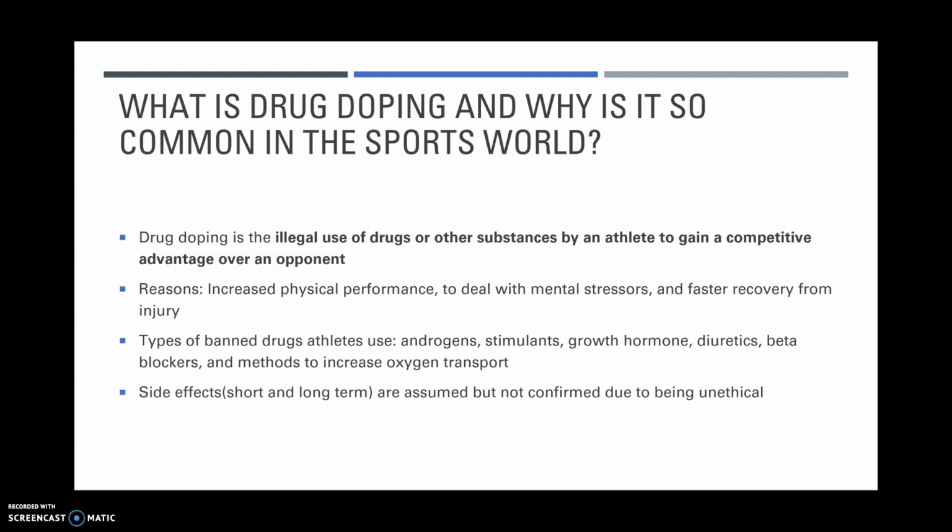So first and foremost, what is drug doping and why is it so popular in the sports world? The definition of drug doping is an athlete's use of illegal drugs or substances to enhance physical performance in order to gain competitive advantage over an opponent. There are many reasons an athlete would use illegal substances, and they vary from sport to sport, but the three common reasons include an increased physical performance, help dealing with mental stressors, and a faster recovery from injury.